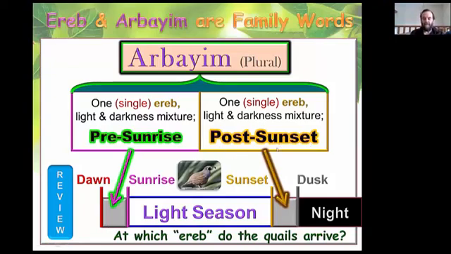post-sunset Aibv mixture. After your sun goes down, the darkness can begin to mix with the residual light from the sun. So it is close to the sunset that the quail are coming in to land to roost for the night. And that is where the question comes in: at which Aibv do the quails arrive? The quails do not come in to roost in the morning. The quails come in to rest and relax for the night, just as the sunset is about to occur. And it is this Aibv where the quails arrived that the Israelites were going to eat.